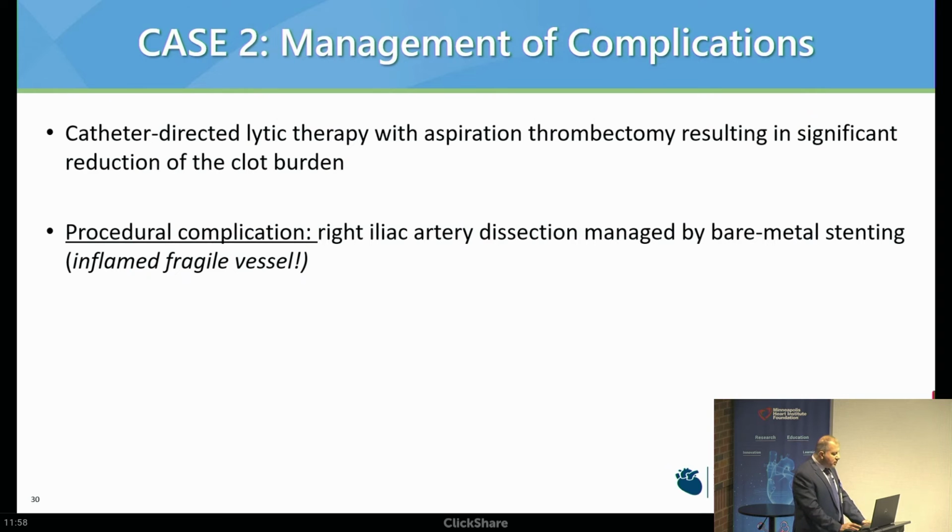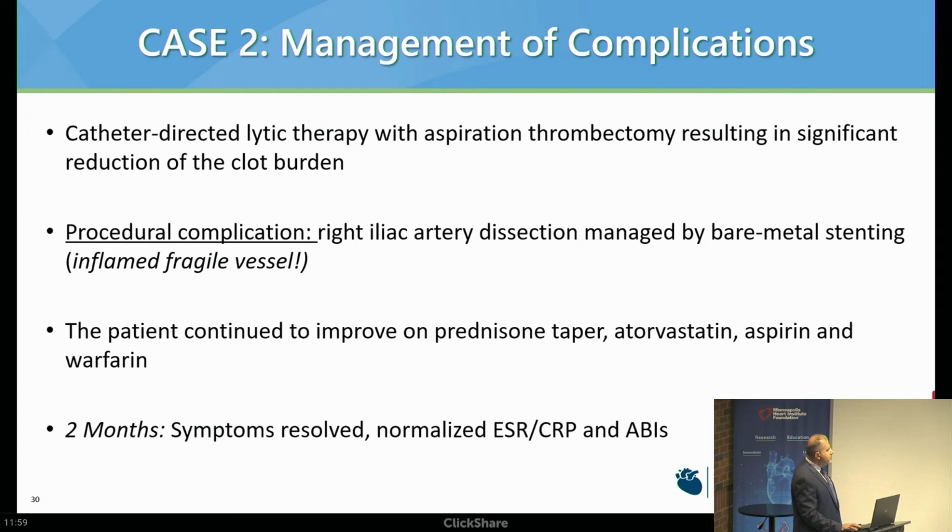So the treatment was catheter-directed lytic therapy and aspiration thrombectomy with significant improvement. But the procedure was complicated by right common iliac artery dissection. If you ask me why, it's because we had to intervene on this patient while she has active disease. That increases the risk of dissection because these vessels can be very fragile when the disease is active. And then we put her back on prednisone, Lipitor, aspirin, and warfarin because of the thromboembolic event.